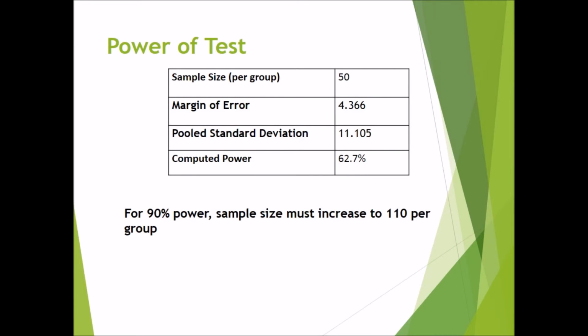For the power of test, we have taken 50 sample size per group and standard deviation of 11.105 as well as margin of error of 4.366, and using Minitab we have computed a power of 62.7%. As seen from the Minitab, in order to get a 90% power, we have to increase our sample size to 110 per group. Ta-da!